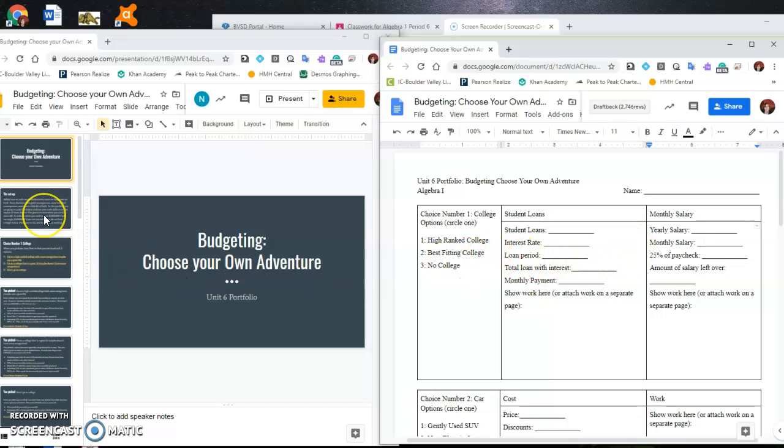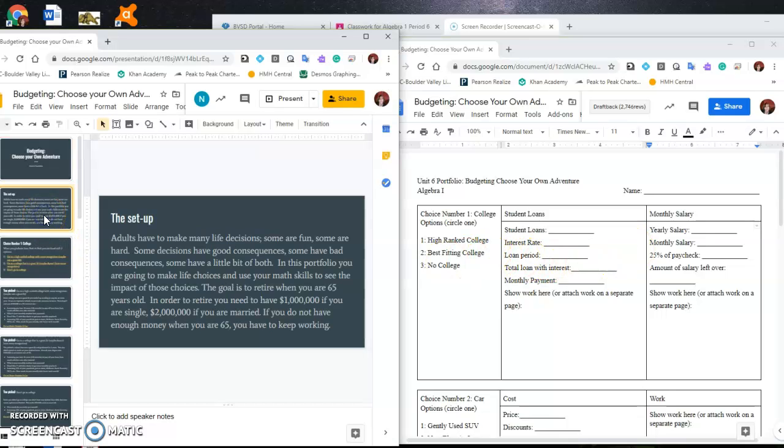So then what we would do is we would just go through the slides. The slides kind of set it up. What we're trying to do is see if you have $2 million if you are married or $1 million if you are single so that you can retire. And if you can't retire, then that'll kind of come out with the math.